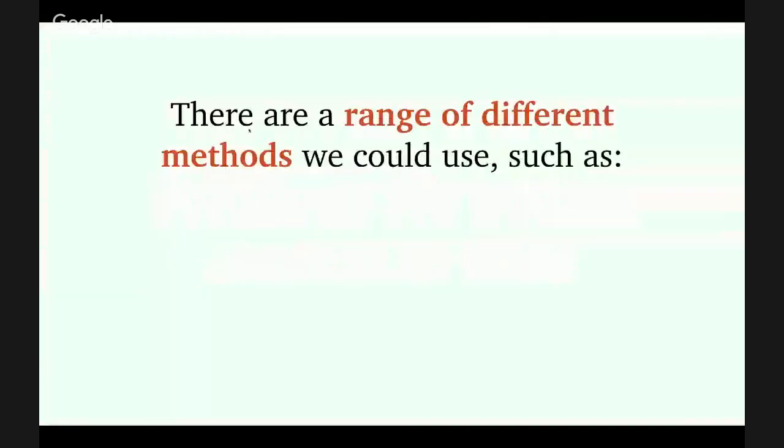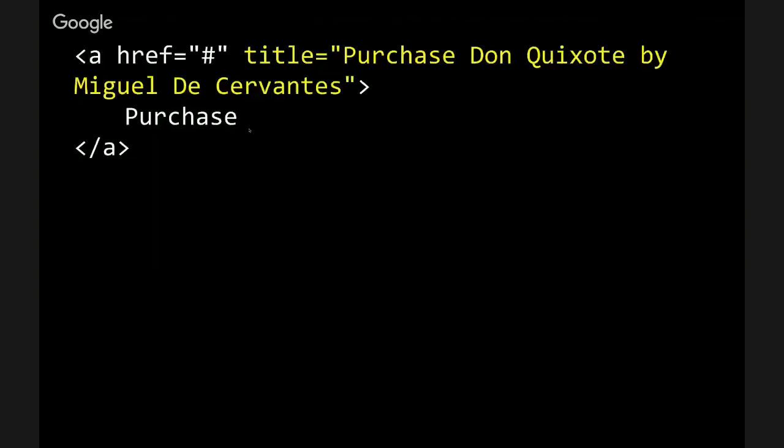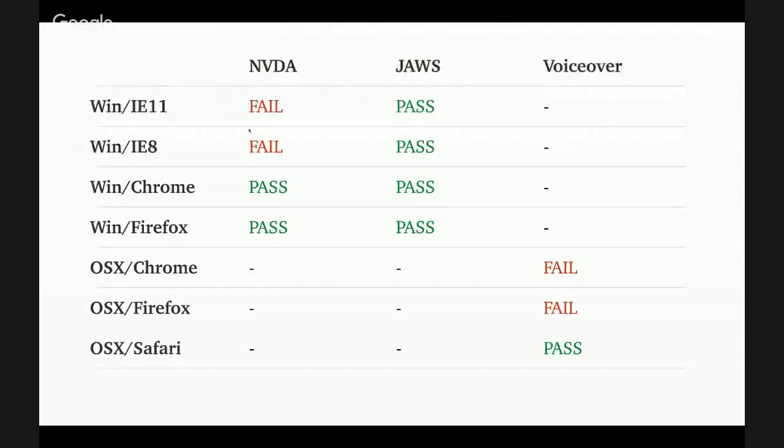So the first one is you could use an A element with the title. This screen shows a series of tests that I've run for this, and it's in various columns. So we've got an NVDA, JAWS, and a VoiceOver column, and then down the side we have the various browsers that I've tested in. And you can see that this fails in WinIE11, WinIE8, and it also fails for NVDA, and it also fails in Chrome and Firefox for VoiceOver. So this one is not as robust as we'd like.